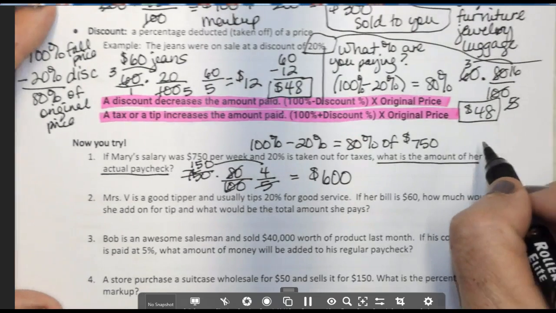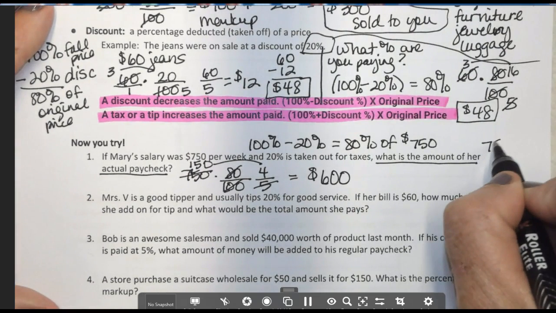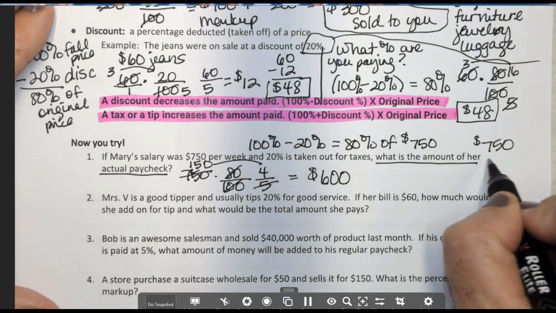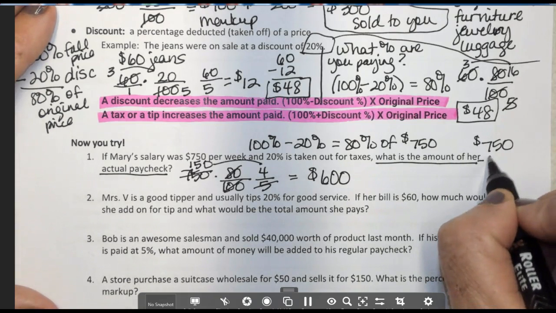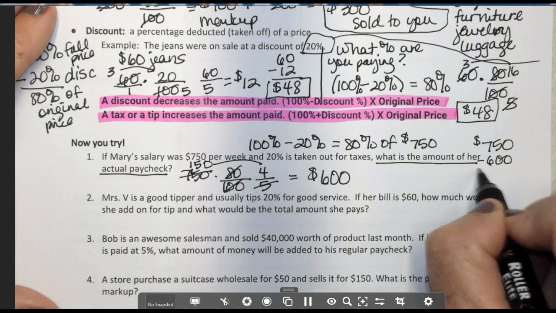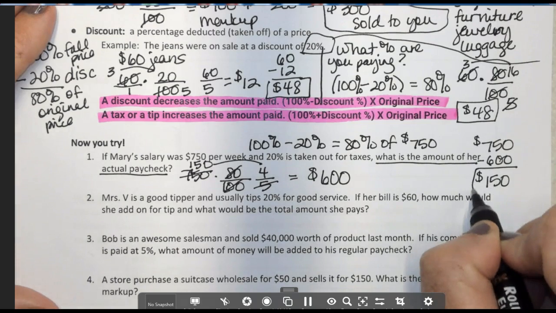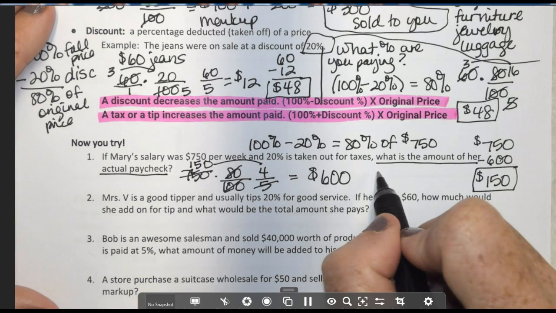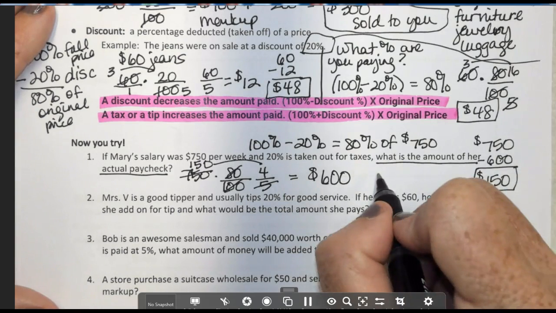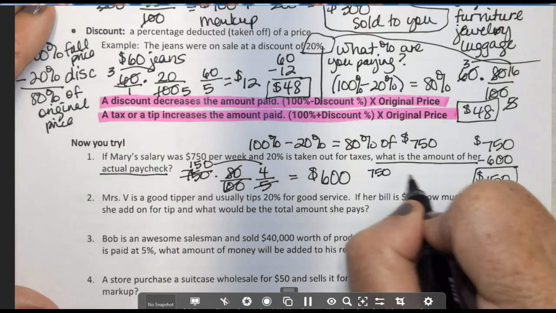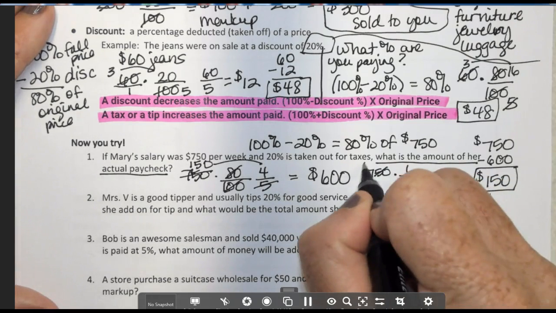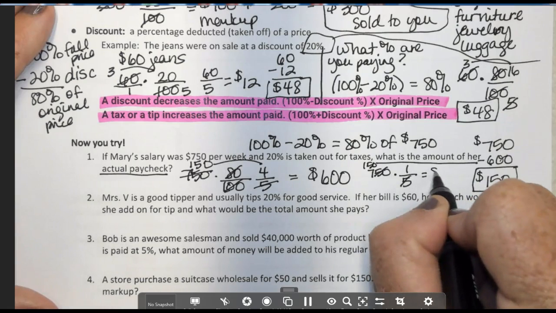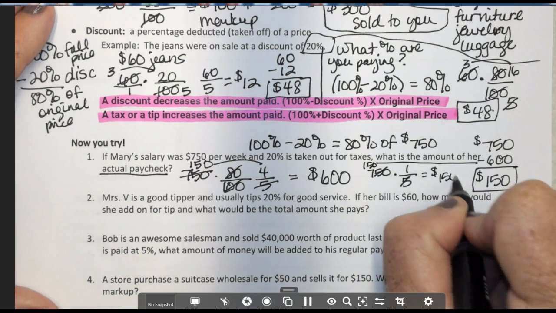So her original check was $750. Sorry, her gross pay was $750. Her actual pay was $600, which means she paid $150 in taxes. If we had figured out 20% of $750, 20% is 1 over 5. That also would have been $150. Okay?